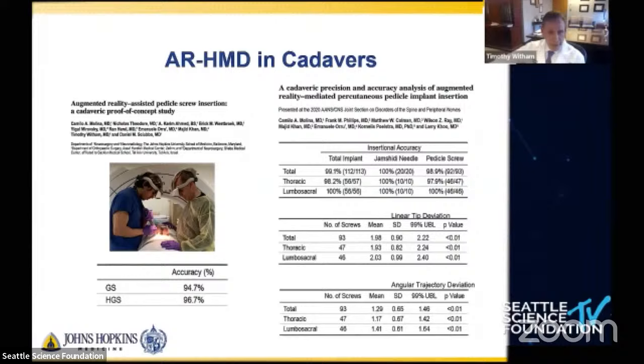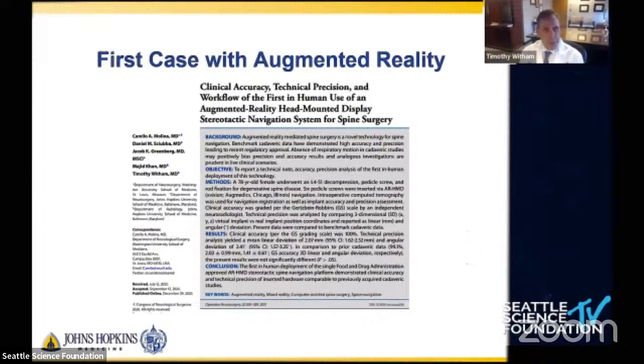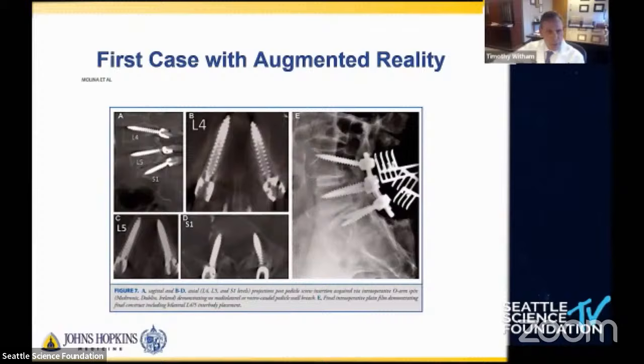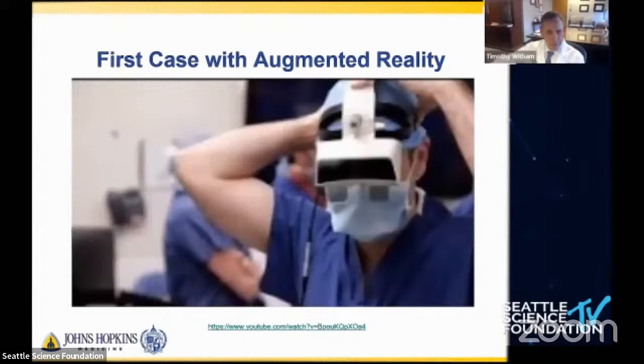I was also fortunate enough to be involved in the first in-human use of this device in June of 2020, and we performed a decompression and fusion from L4 to S1 on a patient with spondylolisthesis and neurogenic claudication from stenosis. This just shows some of the views intraoperatively from that first case. We really wanted to start with a relatively more routine type of case to demonstrate the accuracy and feasibility of it. We had a 100% accuracy rate of our screw placement.